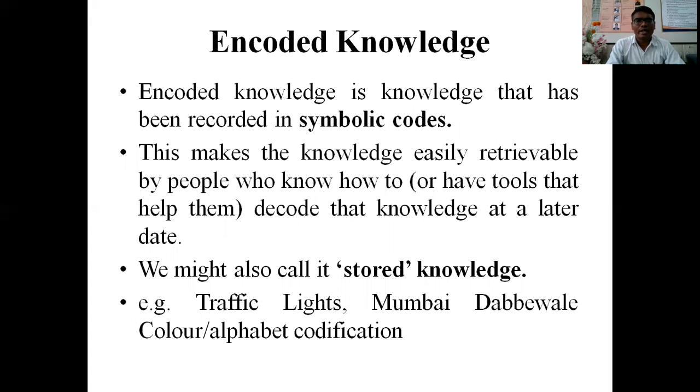Next one, encoded knowledge. Encoded knowledge is knowledge that has been recorded in symbolic codes. With the help of codifications, the knowledge is stored. Examples for this are traffic lights: red color signal, orange color signal and green color signal are indicators for some sort of knowledge. Mumbai Dabbewala color and alphabet codification. With the help of these examples, we easily came to know about encoded knowledge, which is made with the help of symbolic codes and other codifications.